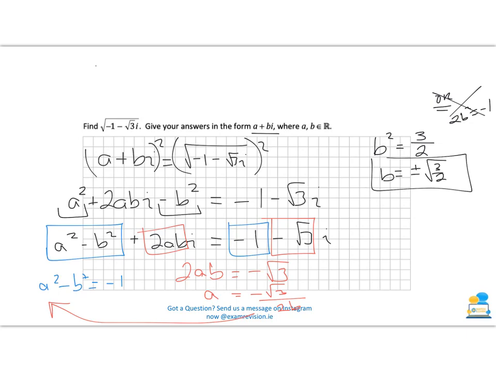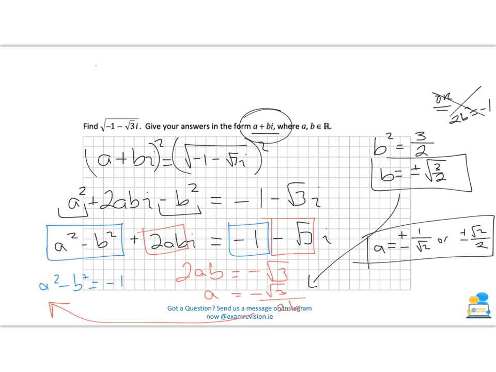Then you're going to sub both of those into your a, and you're going to end up with a equals plus or minus 1 over root 2, or plus or minus root 2 over 2. And they are your answers. So that means you're going to have a few different versions of your answers, and that's how those answers come about, and then you'll just combine them all together and write it in the form a plus bi.